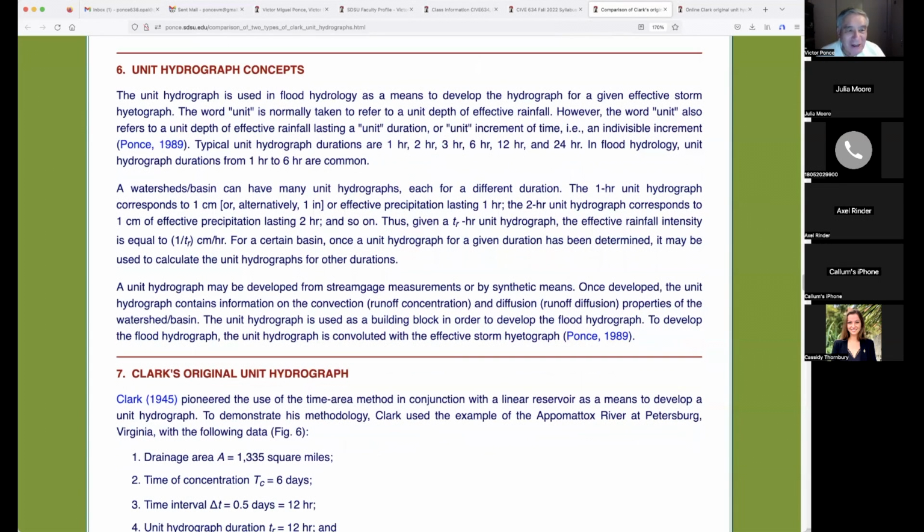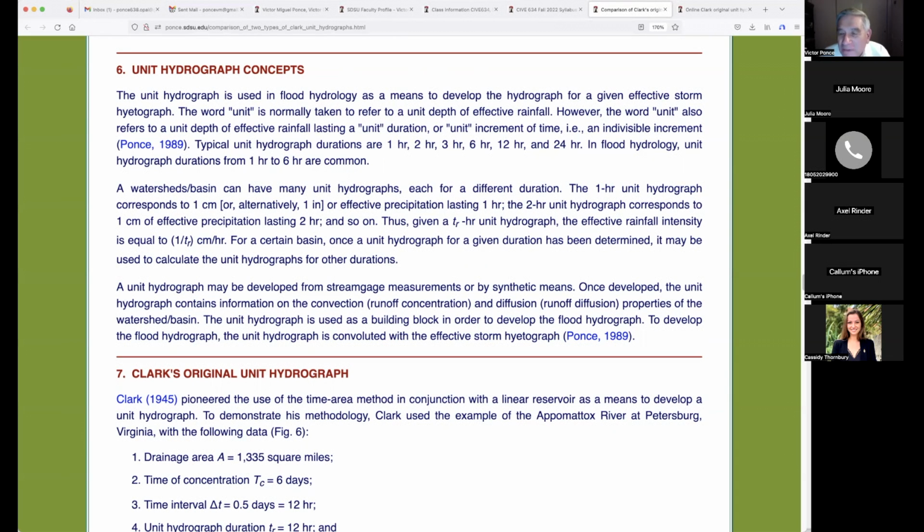Okay, so the unit hydrograph concept is used in flood hydrology as a means to develop the hydrograph for a given effective storm. This is almost straight coming out of our book. The word unit is normally taken to refer to a unit depth. However, the word unit also refers to a unit depth of effective rainfall lasting a unit duration. So we really don't know whether the word unit refers to unit depth or unit duration. In fact, I think it refers more to unit duration, but it's gotten very confusing with the unit depth.